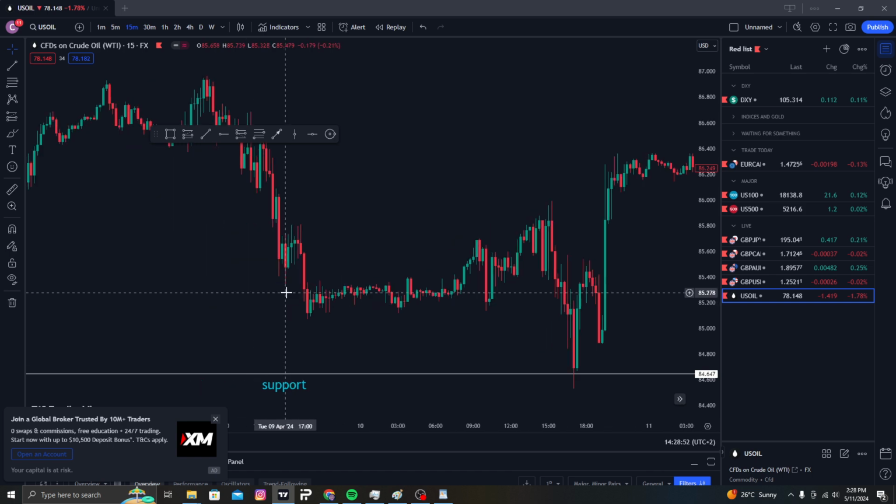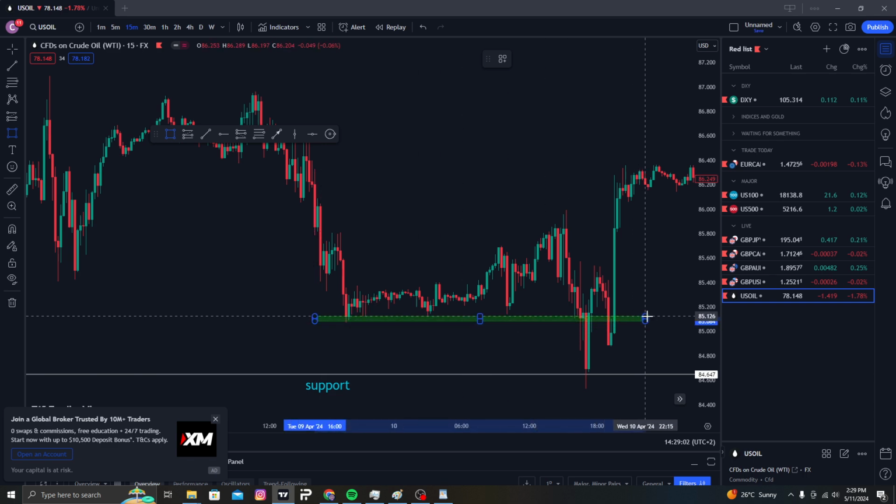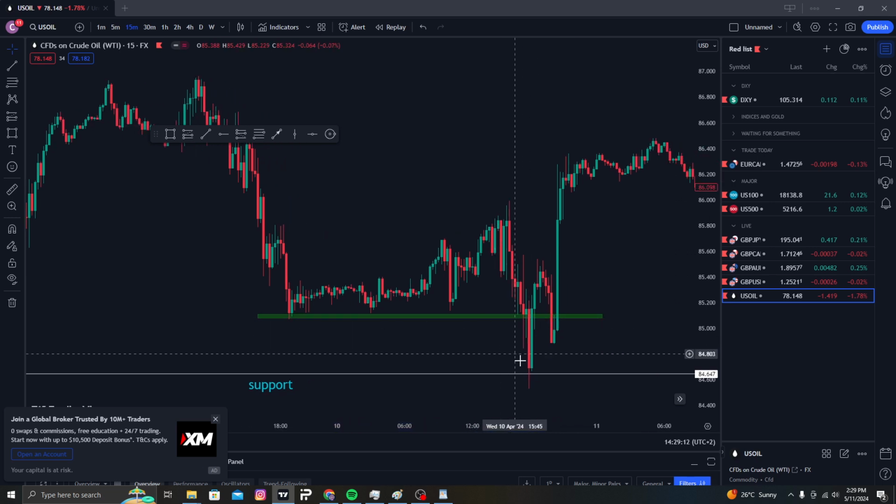So for example, there's a level here that every time price was struggling to break, which basically means it's an order block level. It's not a support or resistance. It's an order block level. I'm talking about this level here. You see, price was struggling to break this level. You see, it finally broke this level, right?